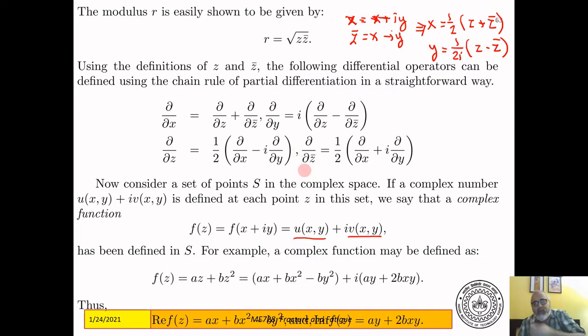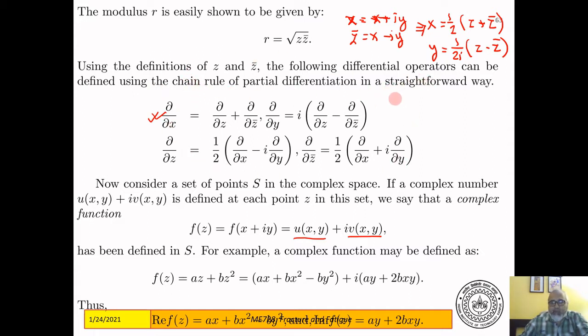So any function of x, y can also be thought of as a function of z and z bar, and that means that derivatives with respect to x can be expressed in terms of derivatives with respect to z and z bar using the chain rule of partial differentiation. Similarly, derivatives with respect to z and z bar are expressible in terms of derivatives with respect to x and y. Let's see just one case. The others are derived in the same way, but we have to remember these equations. These relations are very important.